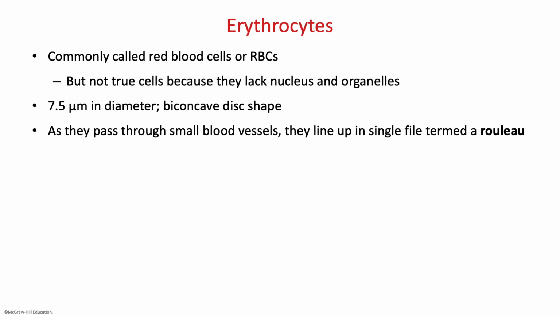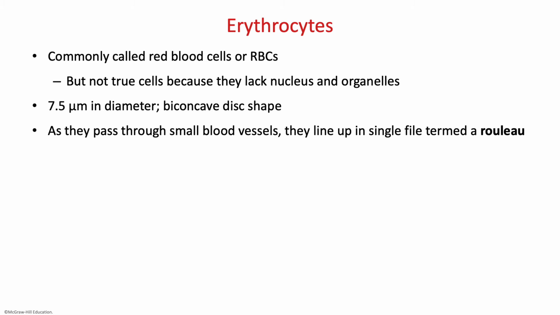So erythrocytes are commonly called red blood cells. They're not true cells because they lack a nucleus and organelles. They're about 7.5 micrometers in diameter. They're what we call biconcave disc shaped, so they're indented on both sides. Their whole structure is designed so that they can carry as much hemoglobin as possible. That's why they don't have a nucleus or any other organelles. And hemoglobin is the protein that carries oxygen in the red blood cell.